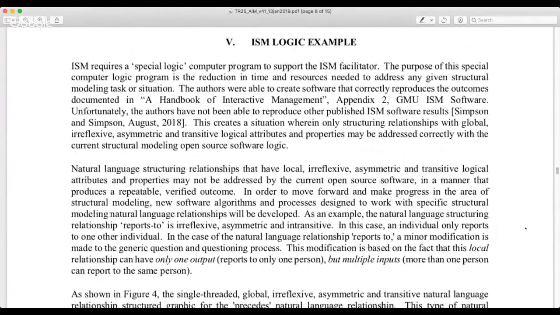But what we found is it creates a situation where only structuring relationships with the global, irreflexive, asymmetric, and transitive logical attributes and properties may be addressed correctly with our current open source software. And so Mary and I worked on and developed the augmented interactive management.